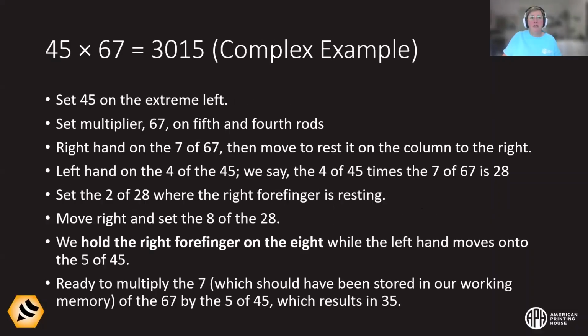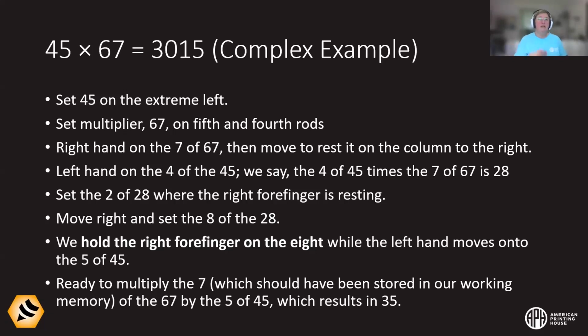Now that one had no complementary numbers in it, and we know that those can occur. Again, you can make some decisions as to what you expose your students to, but let's try one complex example. The complex example is 45 times 67. The answer is 3015. You're going to set the 45 on the extreme left and 67 on the 5th and 4th rods. Again, you're going to move your hands over and in.